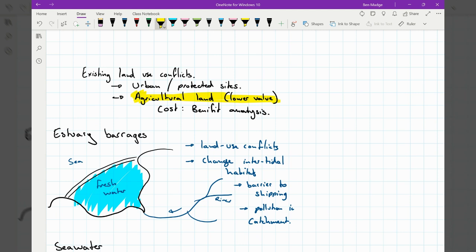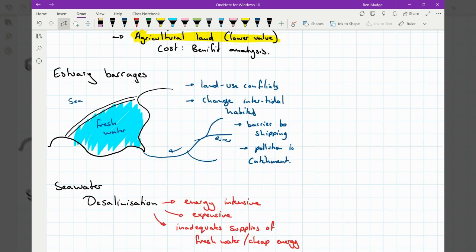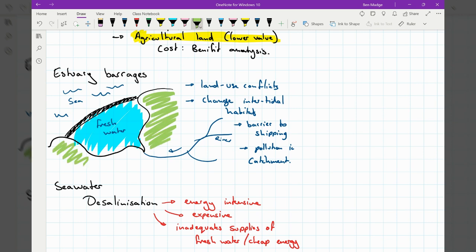Now, moving on from reservoirs, but similar to it, you get estuary barrages. Now, these are a type of reservoir that you build in an estuary. So we have the sea out here, and we build a dam across the mouth of an estuary or a bay. And this means that the river that used to flow directly into the sea is actually prevented from going into the sea, and it fills up this estuary.